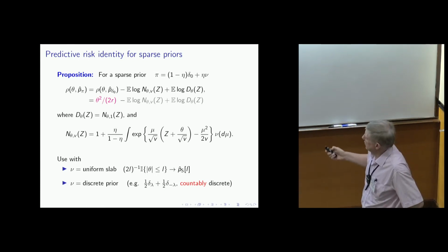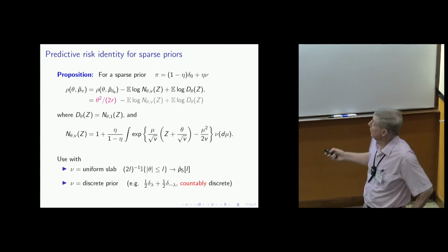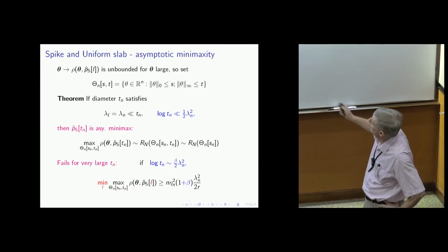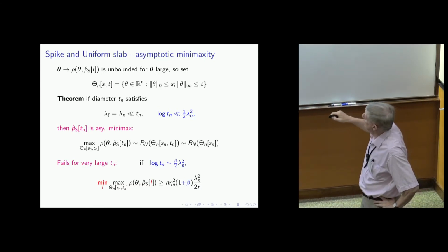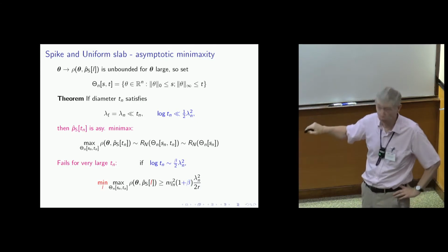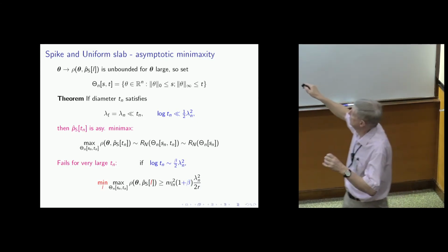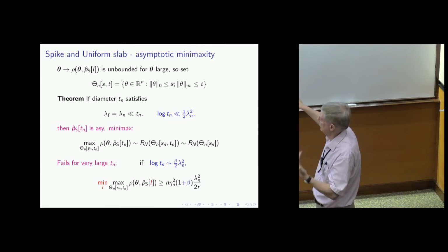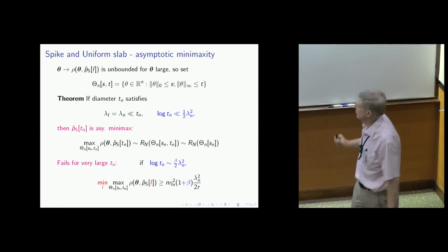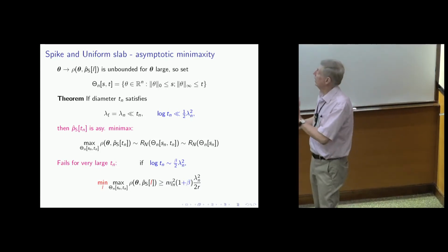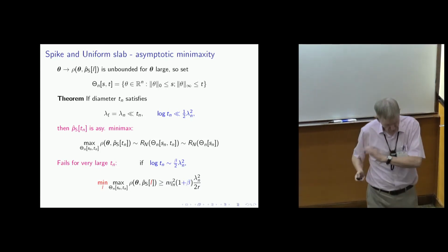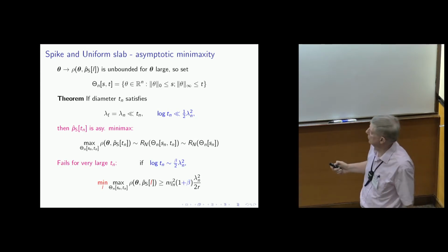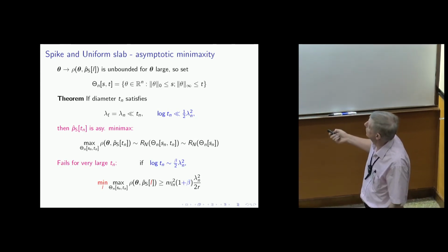So let me spend one slide briefly, because of the time, on the uniform slab situation. I don't want to talk through this. The main message is that if you have a uniform slab with careful choice of the size of the slab, in most cases one can arrive at an asymptotically minimax estimate, but you have to be a little careful about the size of the slab. So the risk decomposition leads to this result for uniform slabs.